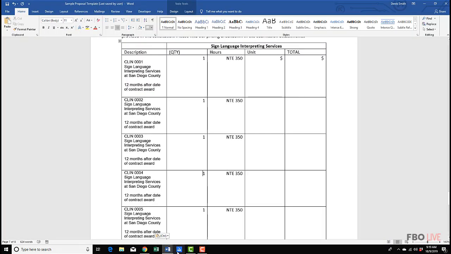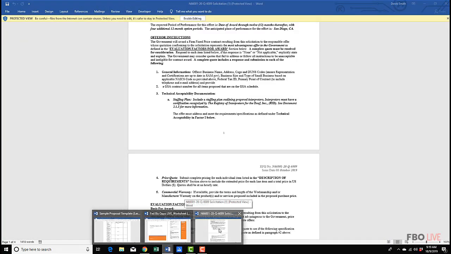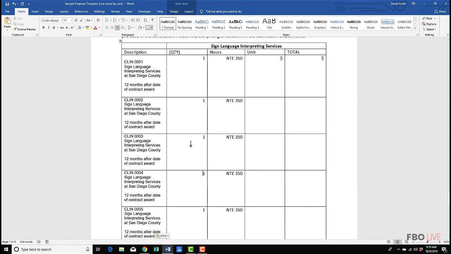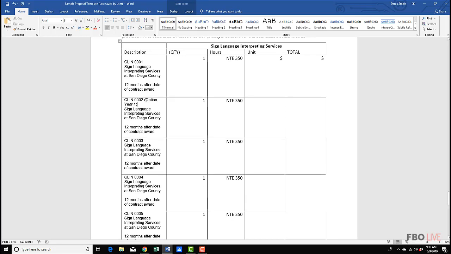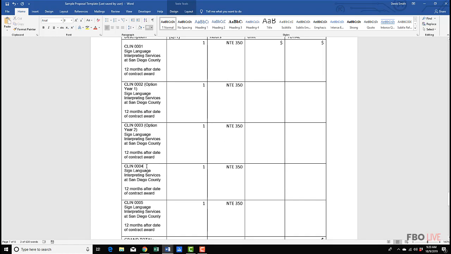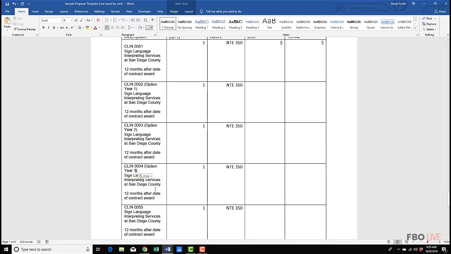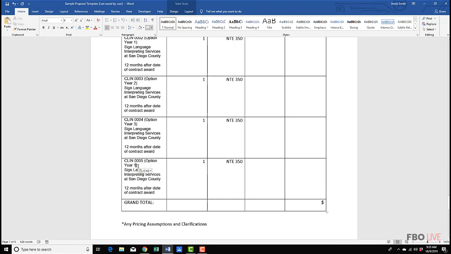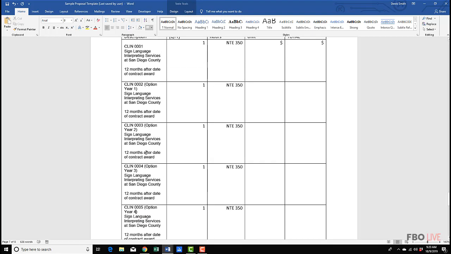So I'm going to quickly refer to, they're calling it option year 1. So I'm just going to include that so there's no confusion. I'm going to include that in our pricing CLIN table structure. Just call out option years 1, 2, 3, and 4.